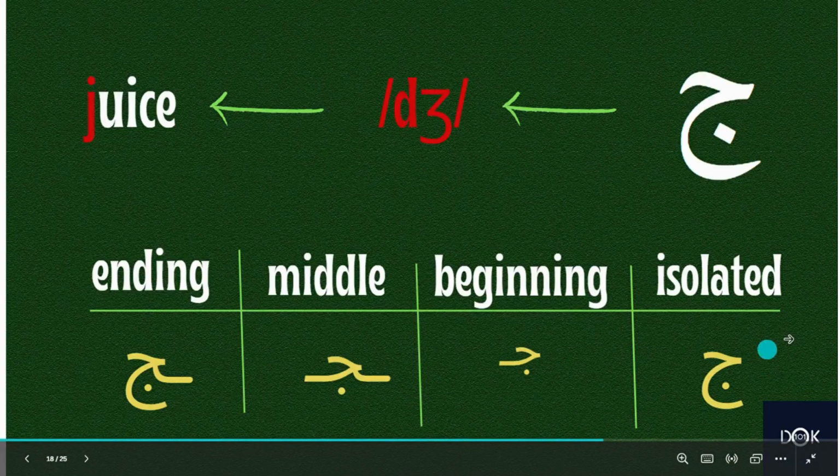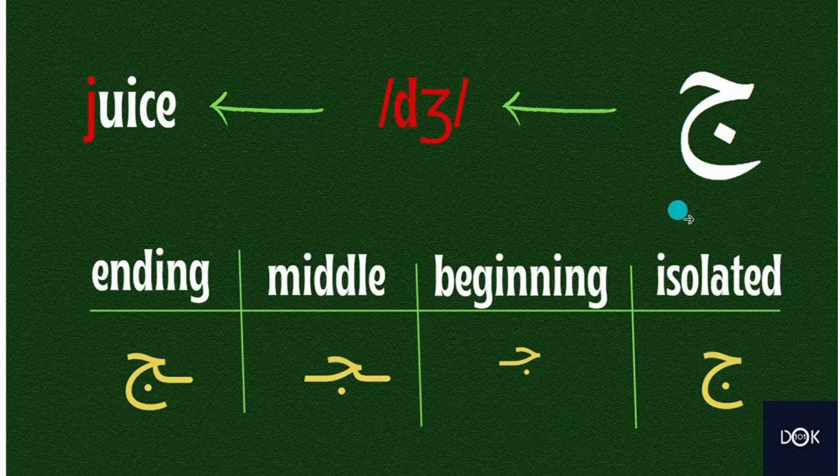The next letter is letter Jim. And the sound of letter Jim is exactly like the sound of letter J in the word juice. Jim, J, Jim, J. And this is a slightly different letter from what we have done before.